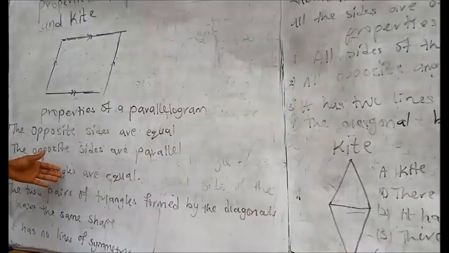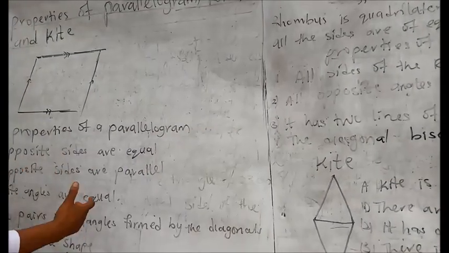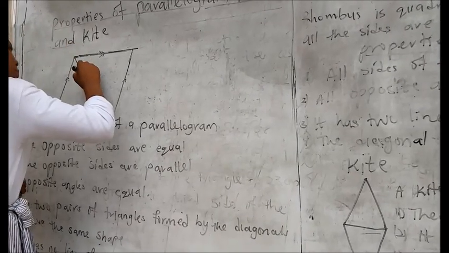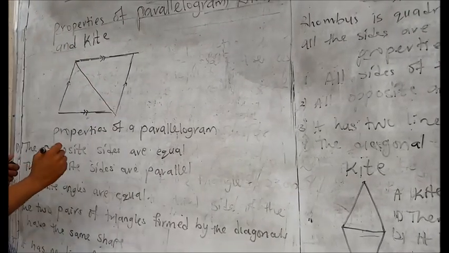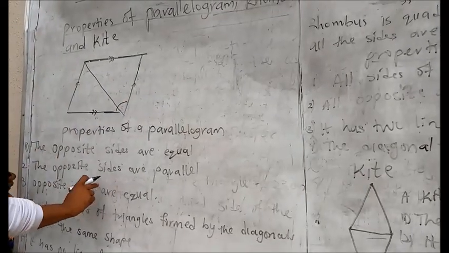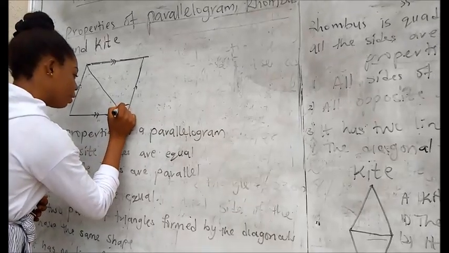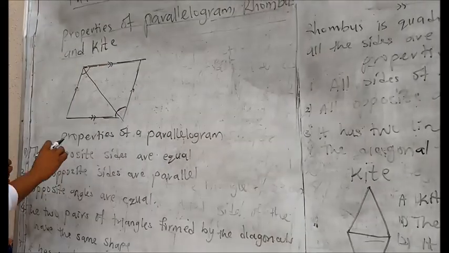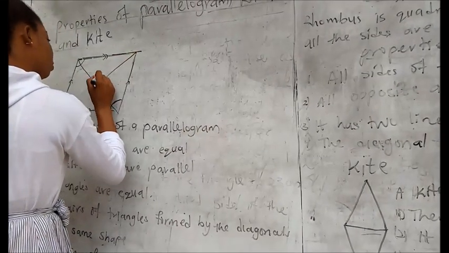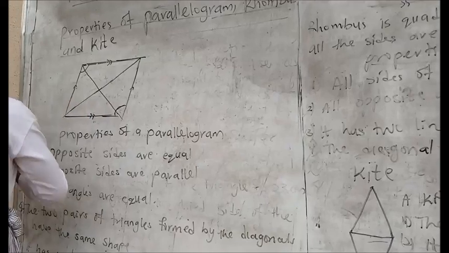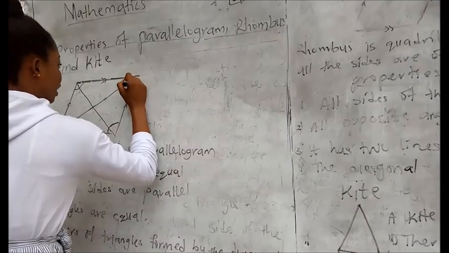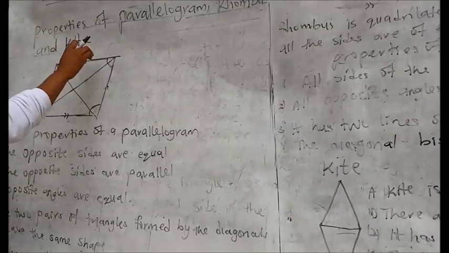Now, the third one, the opposite angles are equal. What do I mean by the opposite angles are equal? If I use a diagonal line to divide this parallelogram, you find that there is an angle here. It means that the angle here is equal to this, and you see that they are opposite to each other. Now, if I use another diagonal line to divide this parallelogram, you find out that this angle here is equal to this angle here, and they are opposite to each other.